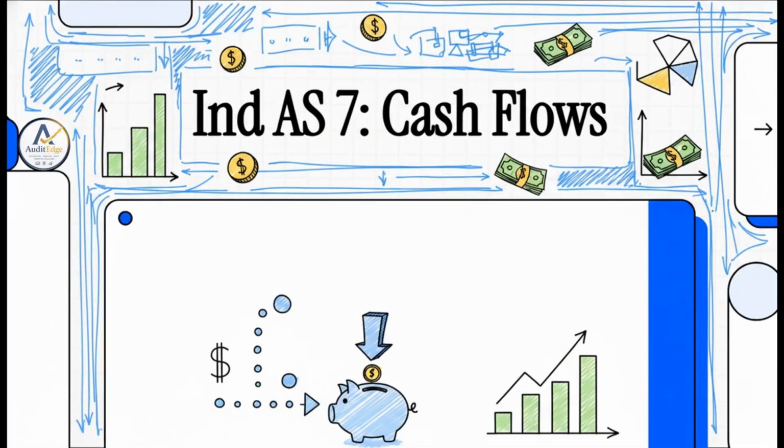Today, we're diving into what is essentially the ultimate blueprint for following the money in any business. IND AS 7, the Statement of Cash Flows. If you really want to understand the true financial reality of an entity, you absolutely have to follow the cash. And this standard gives us the exact rules on how to do just that.